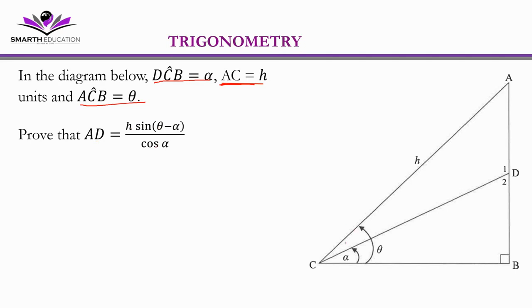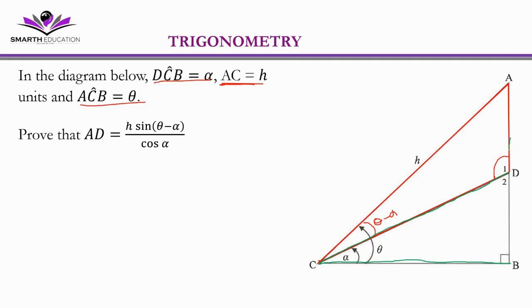In the previous video, we found that angle ACD, this angle, is equal to theta minus alpha. Okay, and then if we observe triangle ACD, what will be the size of this angle? Remember, this is an exterior angle of a triangle. This is the exterior angle of triangle DCB. Let me highlight triangle DCB.